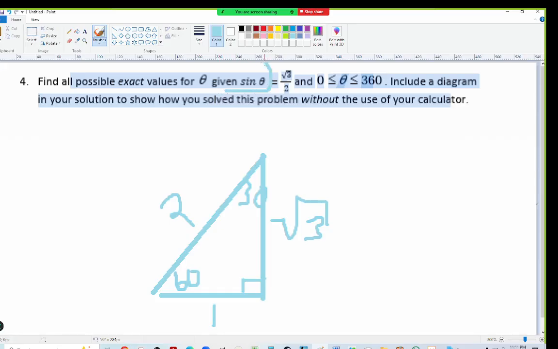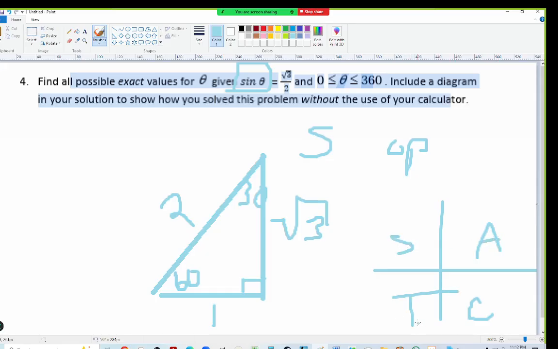Sine, they've given me a sine. So sine in SOHCAHTOA stands for opposite over hypotenuse. The opposite to 30 is 1 over 2. No, the opposite to 60 is square root of 3 over 2. So in this question, we're talking about 60 degrees. However, this is positive, isn't it? This answer is positive.